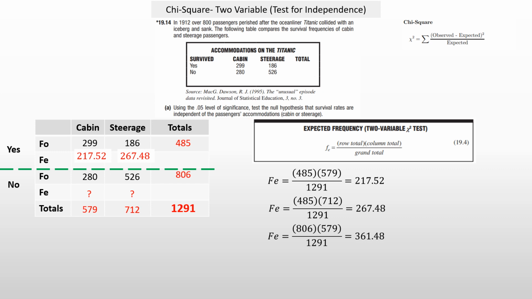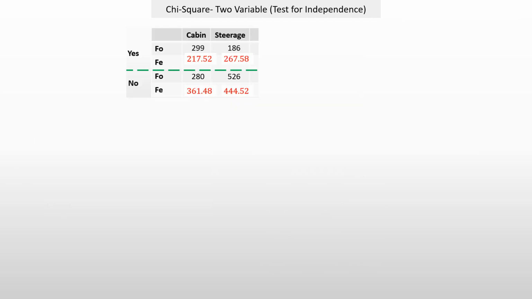We do the same for the cabin non-survivors. We get 361.48. We do the same for the steerage non-survivors. We get 444.52. So these are the expected values. Again, expected values have decimal points. As you can see, you can't have a fraction of a person. But these are expected values, so they are fabricated, not real values that actually were there. We can still use them with the decimal points, or you can round them, and you get a similar answer.